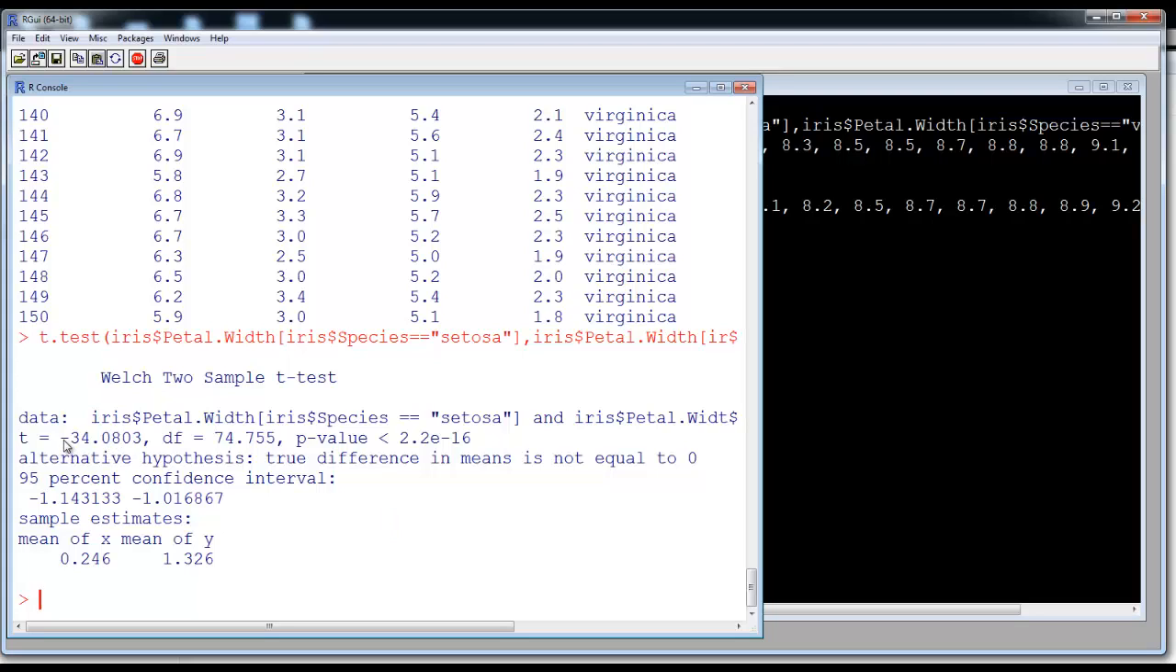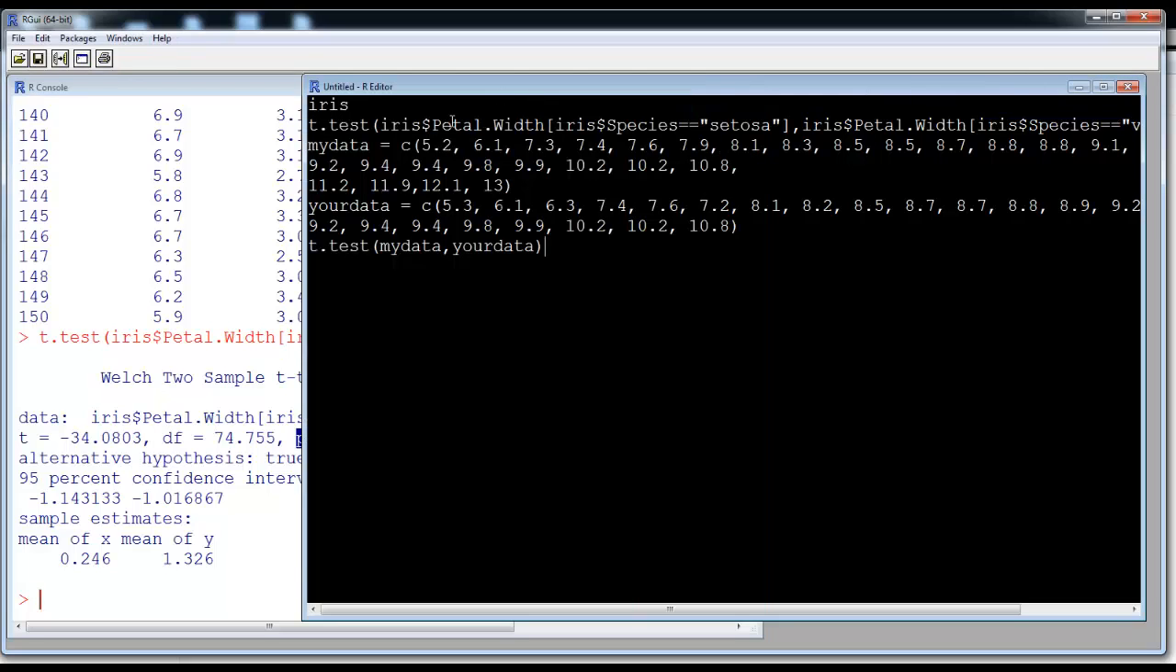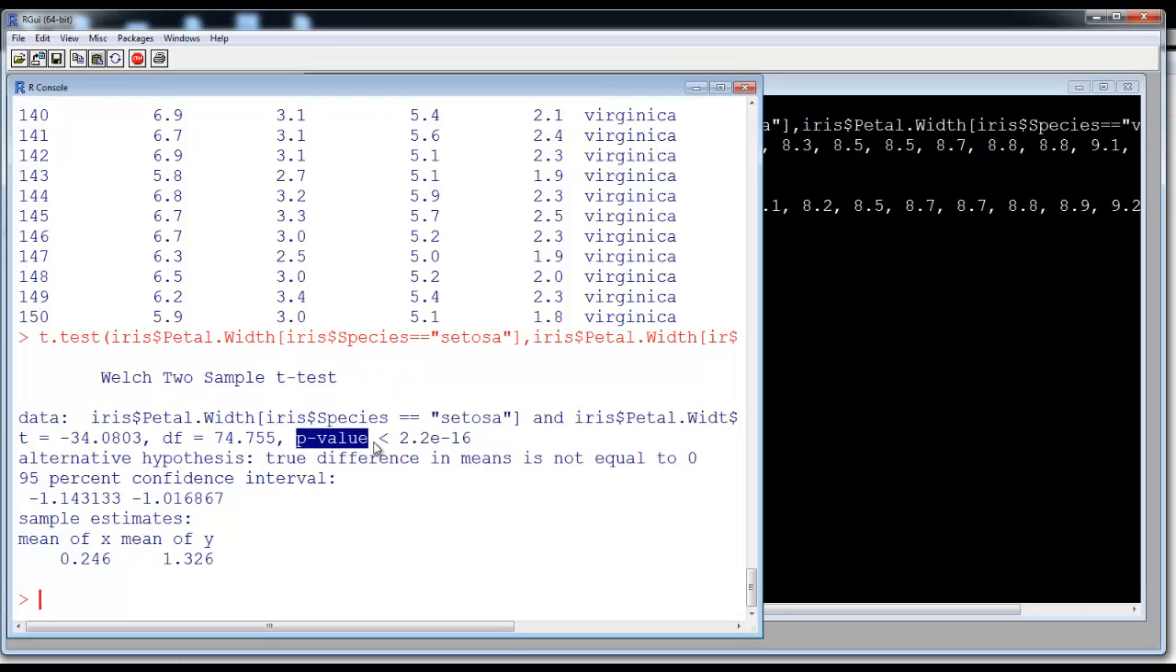You get the value of your t statistic. Your degree of freedom is 74.755. P value is given to you as 2.2 e to the power of minus 16. That means 2.2 times 10 to the power of minus 16. So what does this p value mean? So p value calculates the probability that these two data sets are coming from the same probability distribution. That is, this setosa and versicolor, they are coming from the same distribution. So you can see the probability is very low.